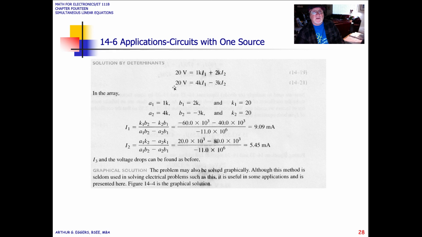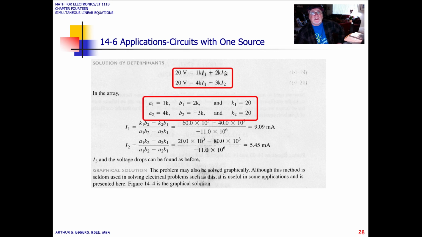On the next iteration, we can solve by determinants. Okay, so we're going to the last methodology. We go back to our equations that we originally had, 14.19 and 14.21. To start with, we've got it set up. So we have our constants, there's our K1 and K2. We have our constants for I1, 1k and 4k, which become our A1 and A2 constants. And then the I2 terms give us 4k and minus 3k. So there's our B terms.